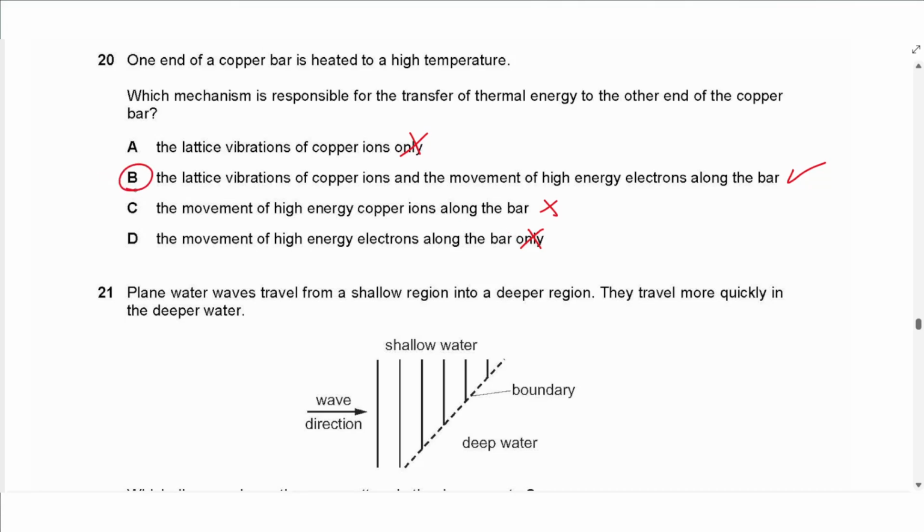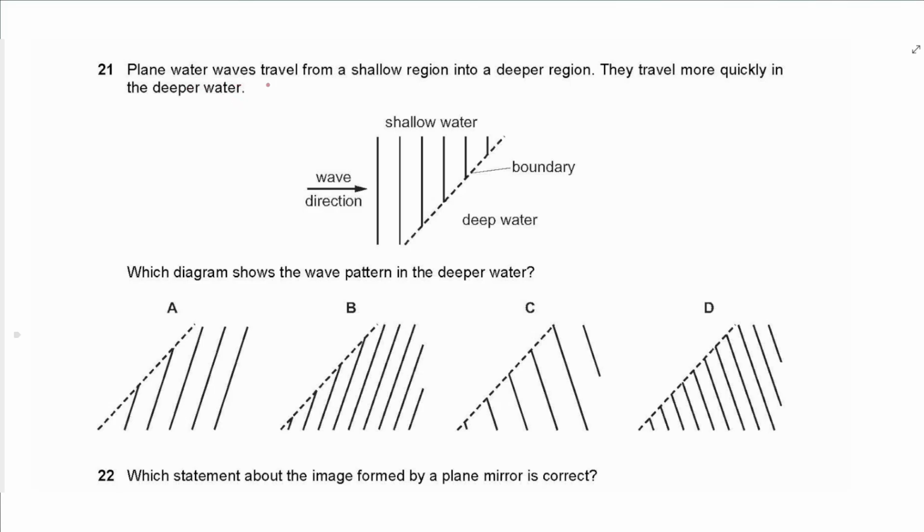Question 21 says plane water waves travel from a shallow region into a deeper region. They travel more quickly in the deeper region. Which diagram shows the wave pattern in the deeper water? So we are moving in this direction. From this section, it will bend away from the normal.